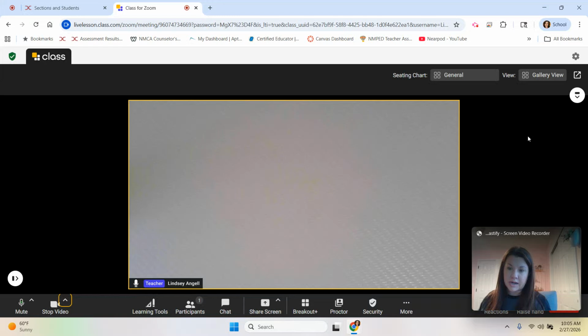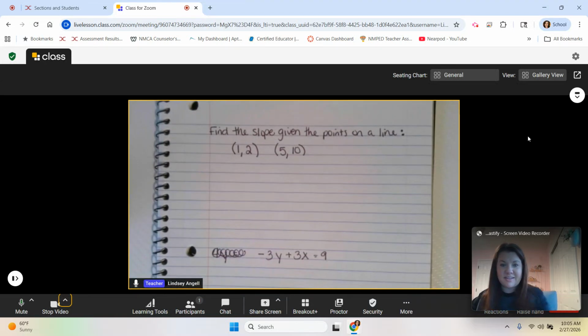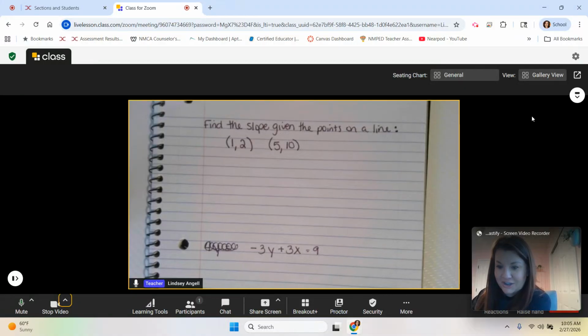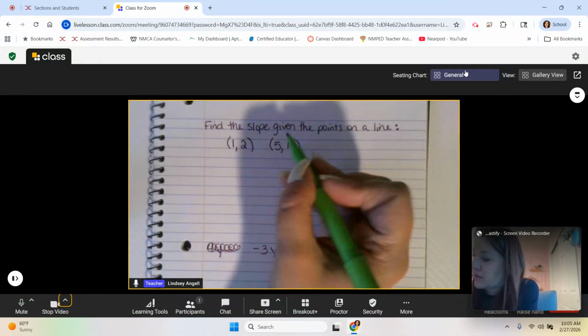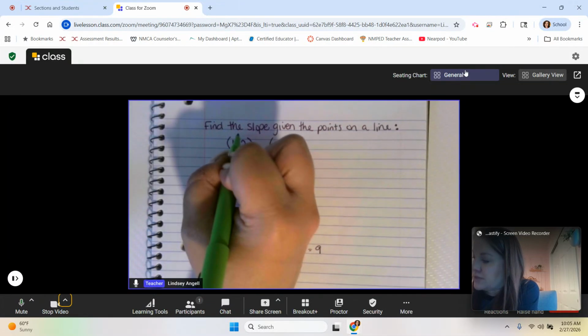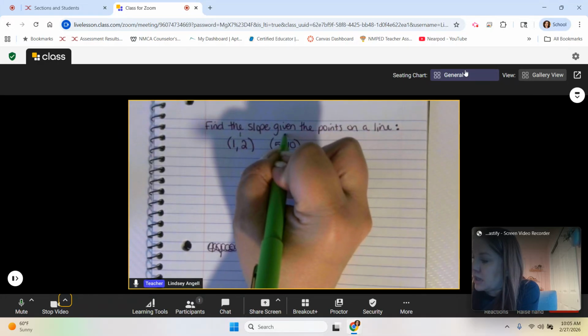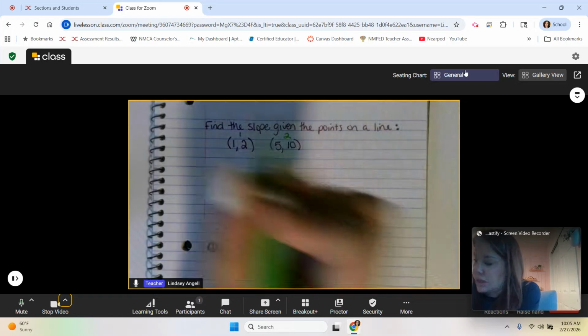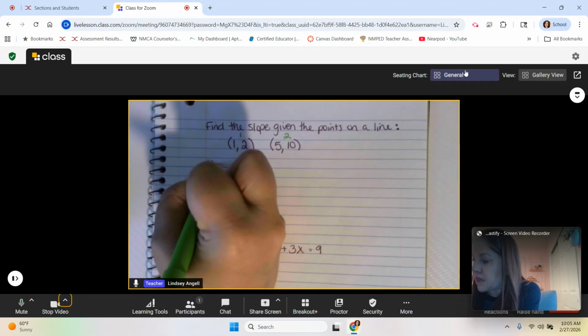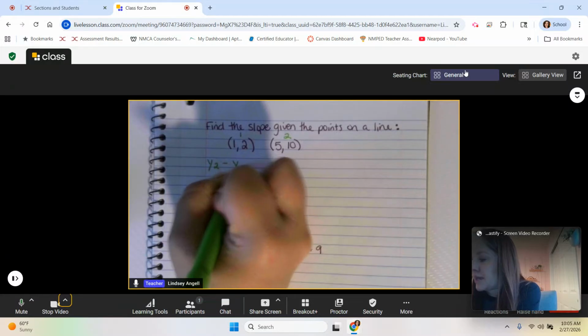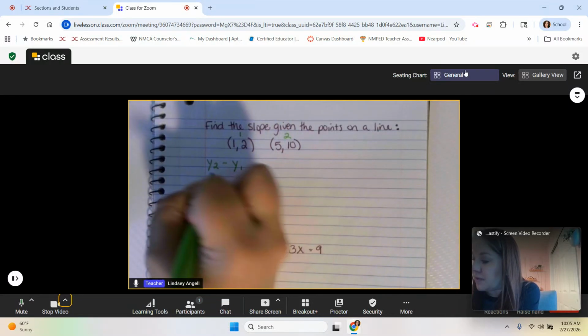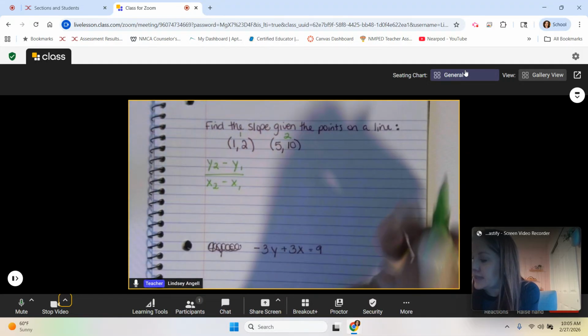Okay, got a couple more things for you, and then I'll let you go. All right, with this next one, it says find the slope given the points on a line. Okay, so if I want to label this as point 1 and point 2, I could use that same formula that I was talking about earlier: y2 minus y1, and then x2 minus x1.